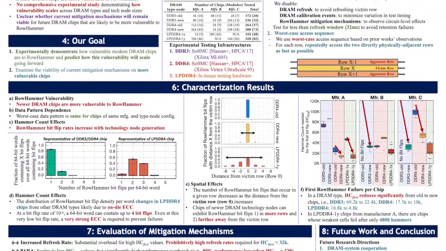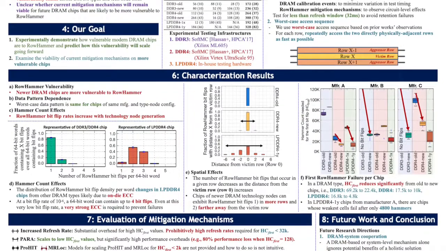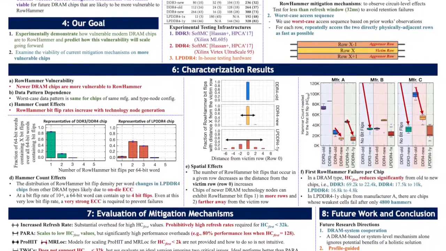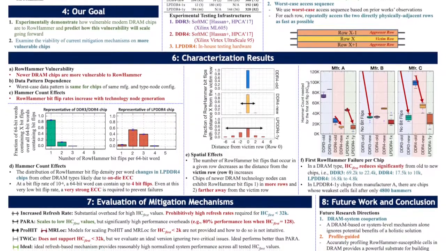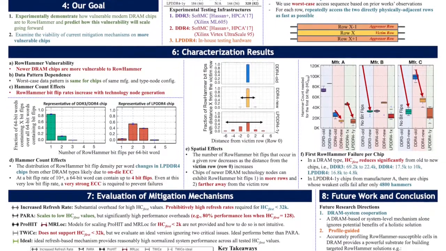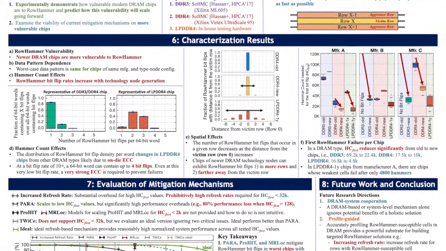From our experimental characterization, we make 3 key observations. First, chips of newer DRAM technology nodes are more vulnerable to RowHammer. Second, there are chips today whose weakest cells fail after only 4,800 hammers, or 4,800 accesses to 2 rows each. Third, chips of newer DRAM technology nodes can exhibit RowHammer bit flips in more rows and farther away from the victim row.